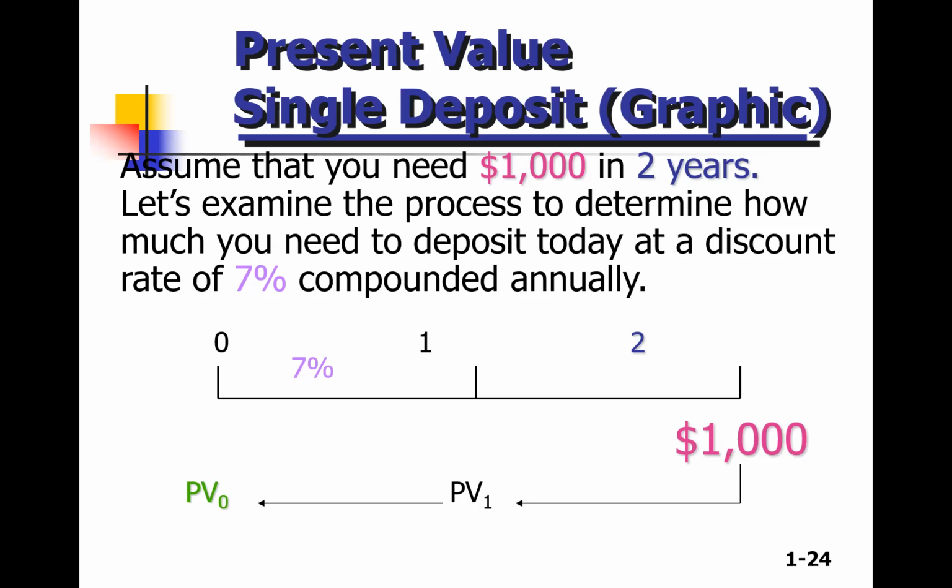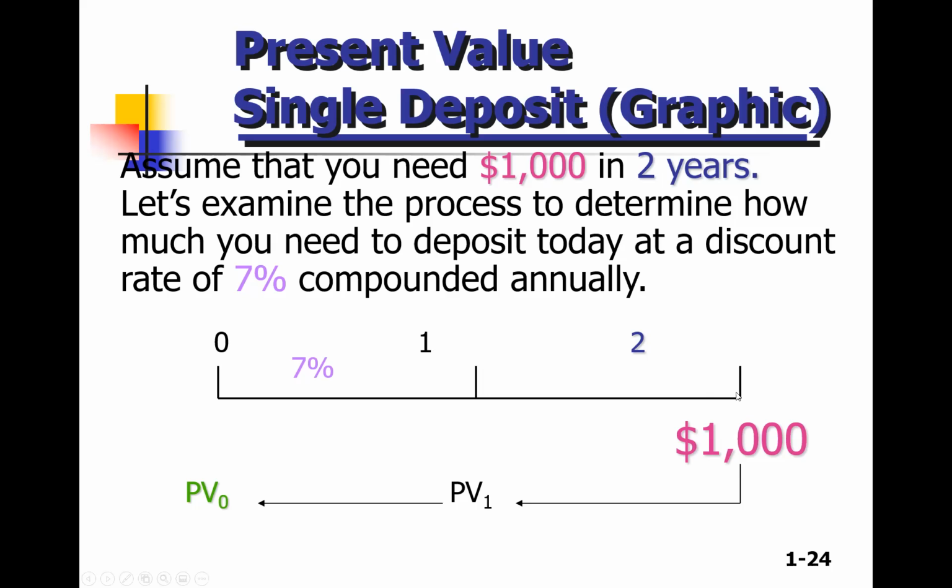So bank told us that we are paying 7% annual interest rate. Now go and calculate by yourself how much amount you need to deposit in your bank. Then what will you do? You will just need to draw a timeline like this: zero time period, one time period, and two time periods. Future value, you need 1,000 in 2 years.